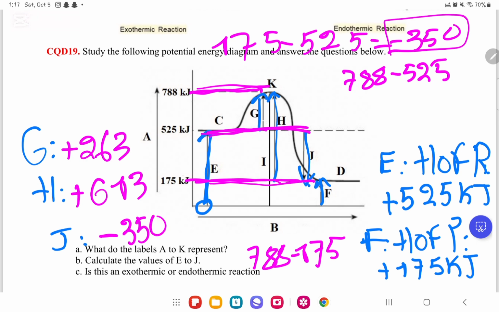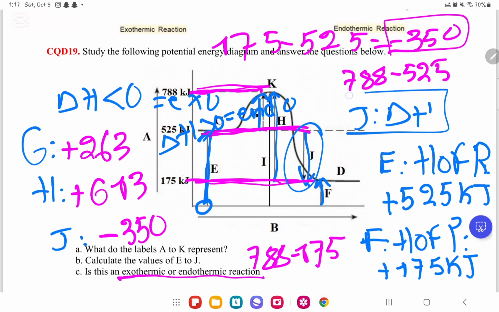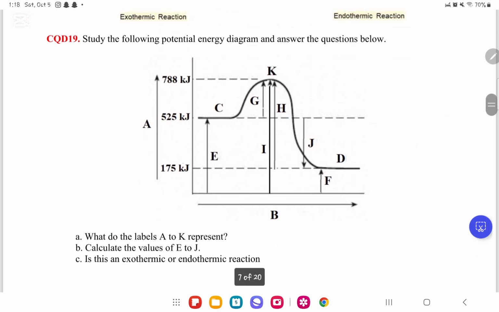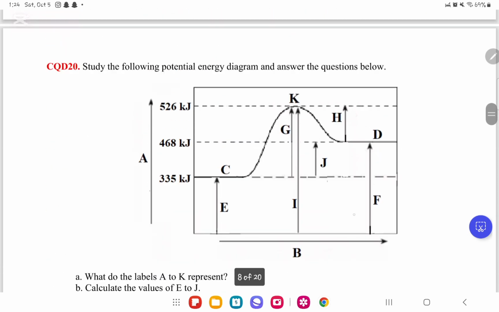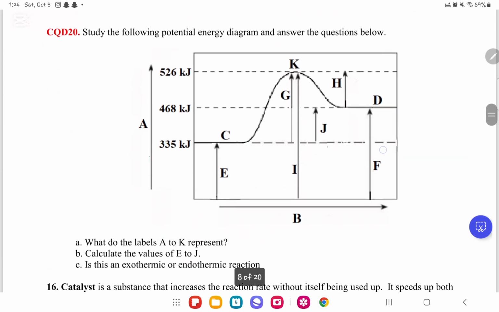So is this an exothermic or endothermic reaction? Back to chapter 8. We said if our delta H was less than 0, it was exothermic. However, if our delta H was greater than 0, it is endothermic. So since our delta H, which is J, is negative 350, we say it is an exothermic reaction. So that's it for CQD number 19. Now CQD number 20 is similar, but instead of exothermic, we're going to be doing endothermic. So let's start.